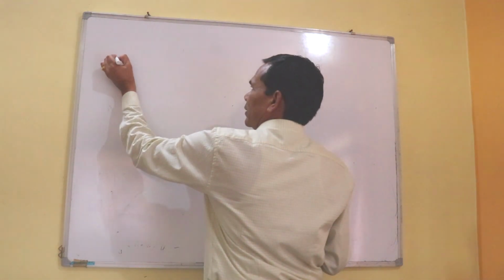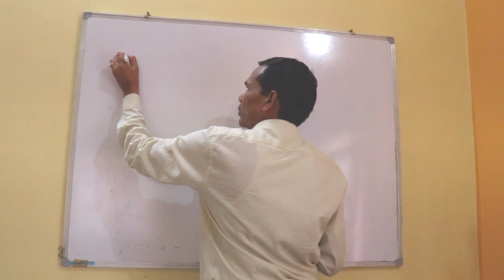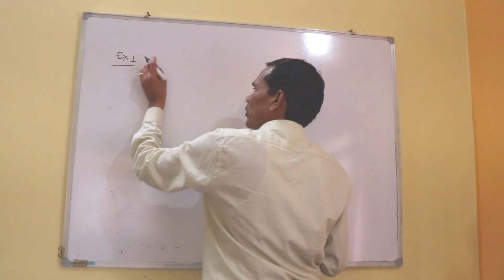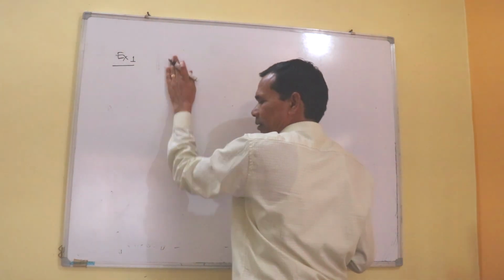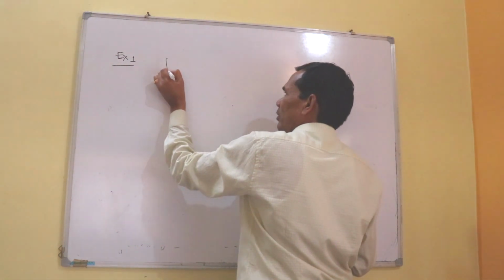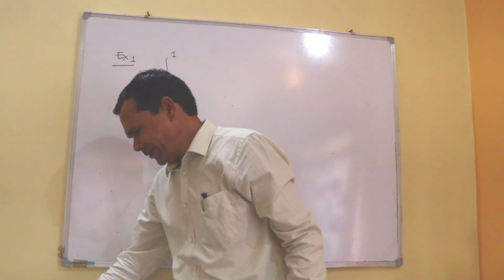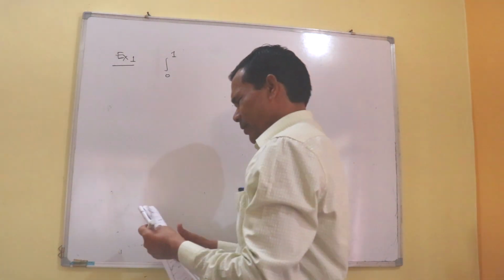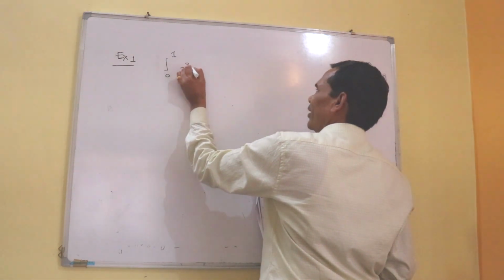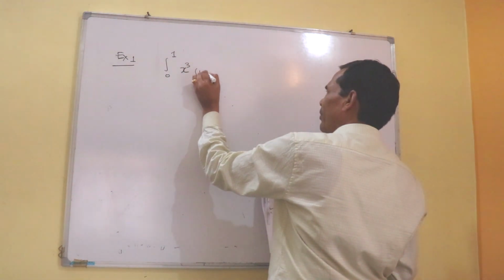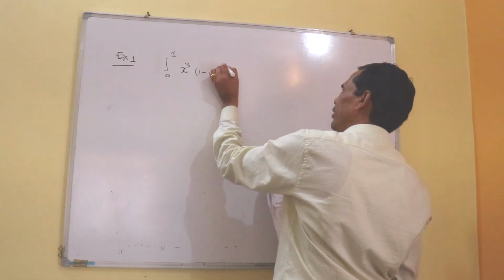So the first illustrated example, example 1. Evaluate the integral 0 to 1, x cube into 1 minus root x bracket raised to 5 into dx.